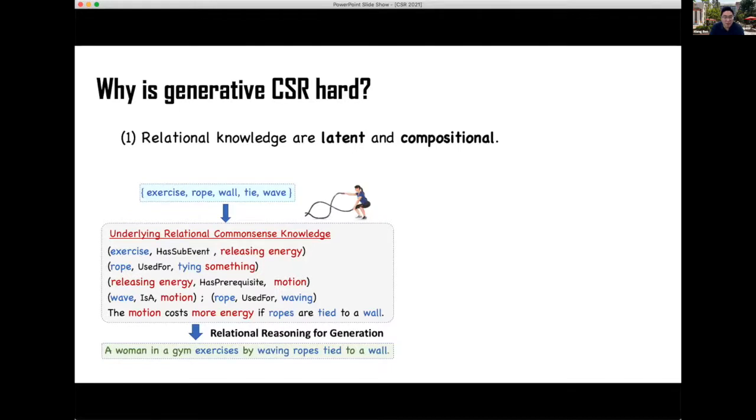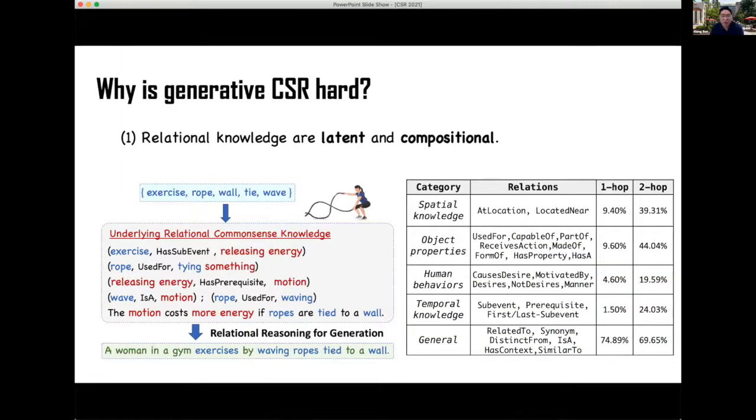step-by-step reasoning knowledge to lead to the final generated sentence, which is like, a woman in a gym exercises by waving ropes tied to a wall. Instead of saying you are actually tying the rope to the wall, and by waving your body as an exercise, as another alternative sentence composed by the same set of words, right?